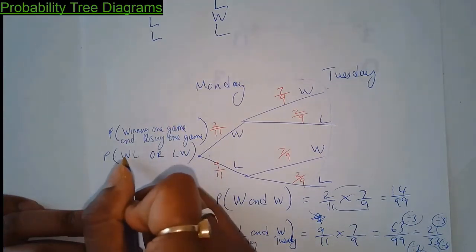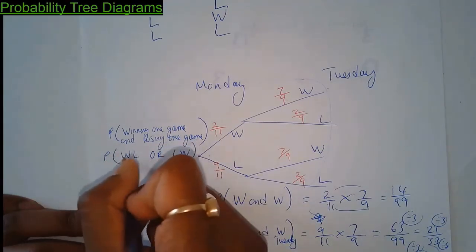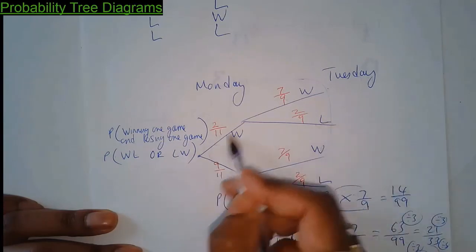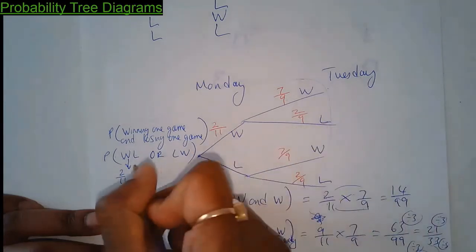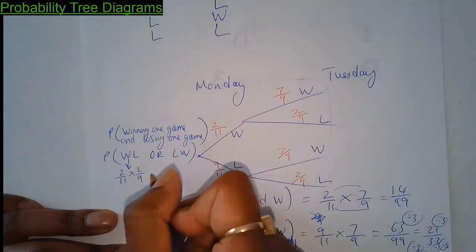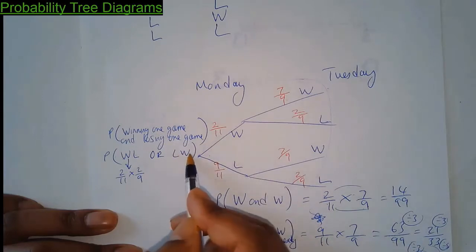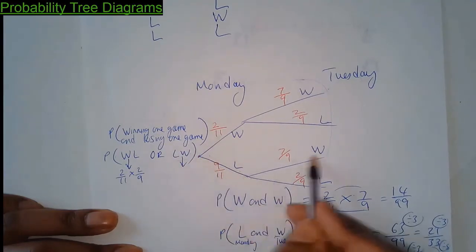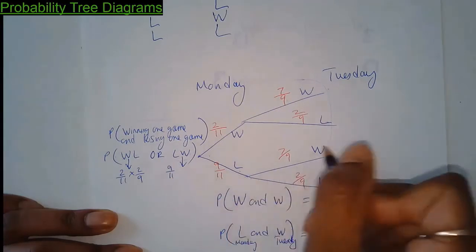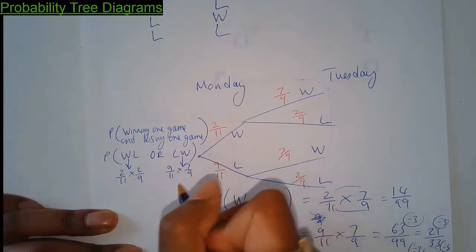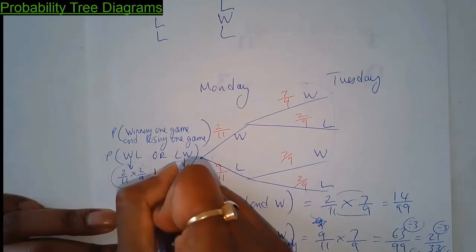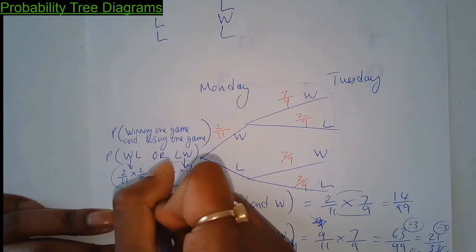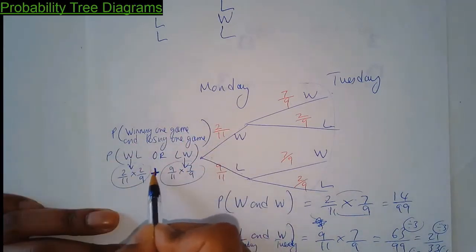So let's break this down. Win and lose: winning and then losing. That one there is 2/11 multiplied by 2/9. And this one here, losing, then winning. When it says or, you don't times, you add. That's the significance of or, you're adding.